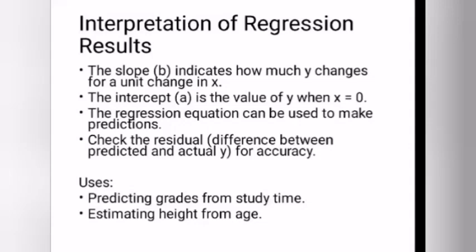Another thing you need to do is to check the residual. So residual is the difference between the predicted y and the actual y for accuracy. So some questions, they can tell you, find the prediction of this, and then they will tell you what your actual score was. For instance, we predicted that if we study for 10 hours we'll get a score of 170, but then your actual score was 70. So the residual is 170 minus 70, which is 100.